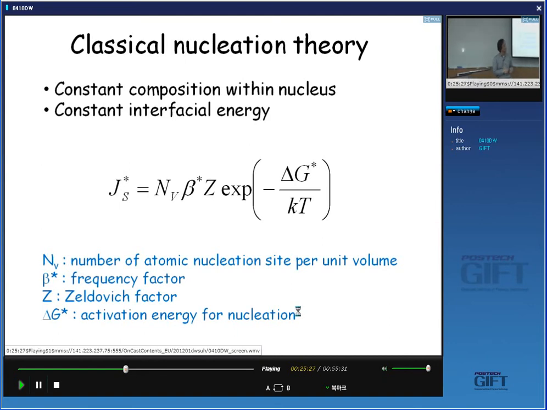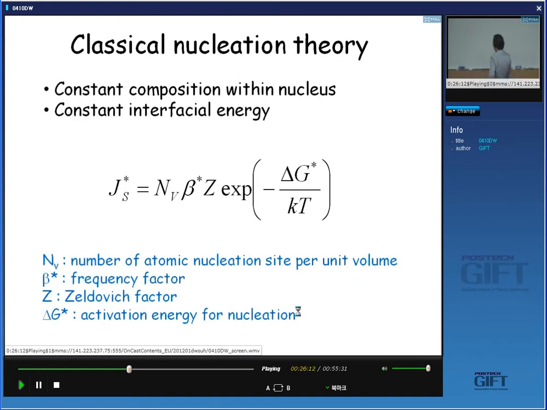In this class, we will handle so-called classical nucleation theory. And there are two important assumptions. One is the composition inside of the nucleus is always the same. And the second one is the interfacial energy between the nucleus and the matrix is constant. But frankly speaking, both of the assumptions are not valid. In particular, the second one.